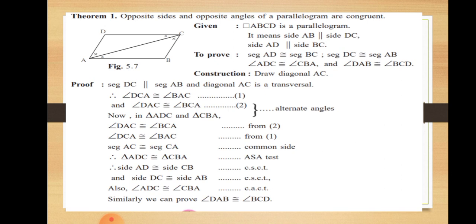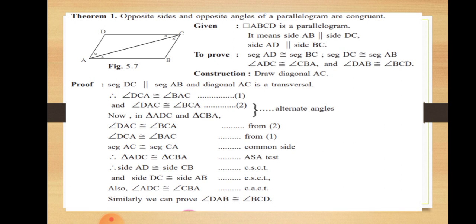Each and every quadrilateral, such as the square and rectangle, is also known as a parallelogram, because their opposite sides are parallel. Now, a quadrilateral having both pairs of opposite sides parallel is known as a parallelogram. The first property of the parallelogram, which we have to prove as a theorem, is that opposite sides and opposite angles of a parallelogram are congruent. That is theorem number 1.